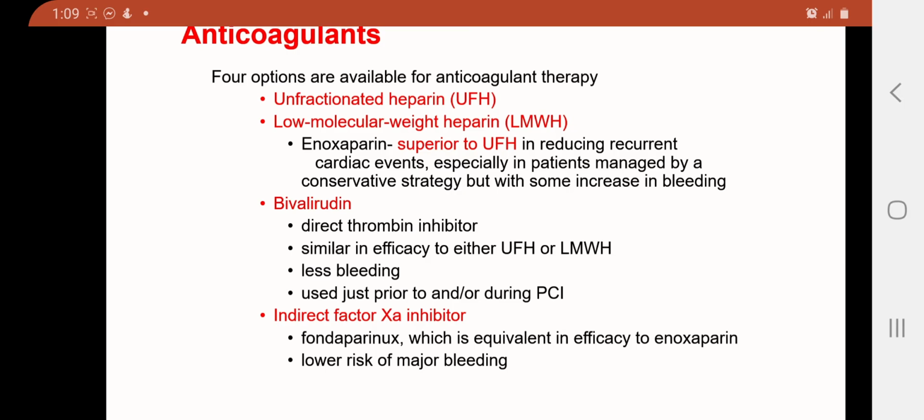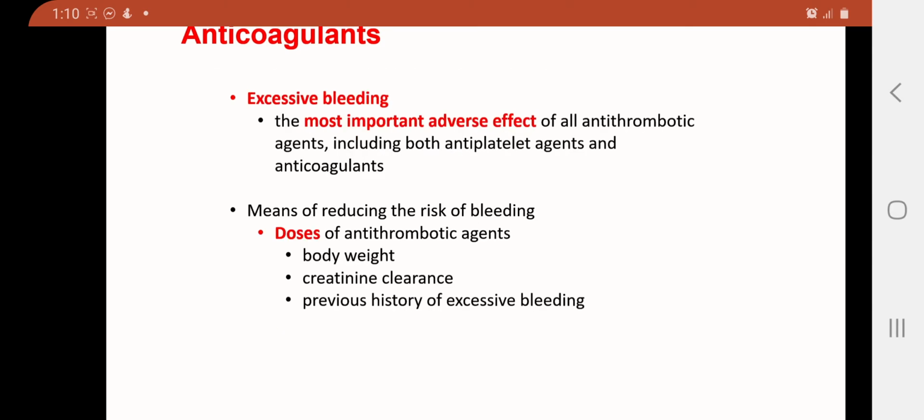Second is bivalirudin, a direct thrombin inhibitor. It's similar in efficacy to either unfractionated or low molecular weight heparin. It has less bleeding and is used just prior to or during PCI. Fondaparinux is equivalent in efficacy to enoxaparin, with the advantage of lower risk of major bleeding, but the disadvantage is it has more incidence of stent thrombosis.